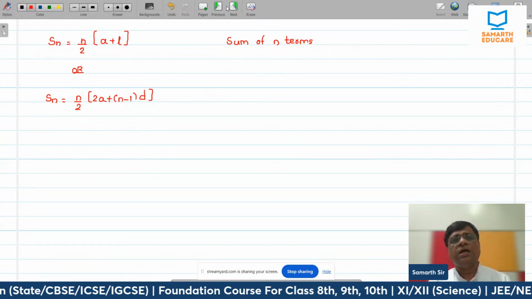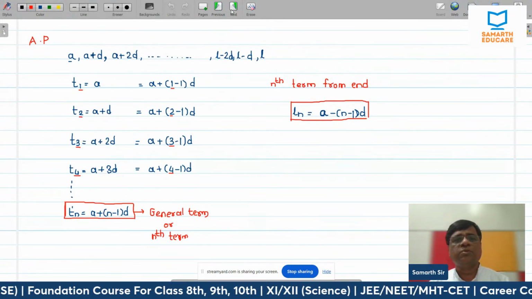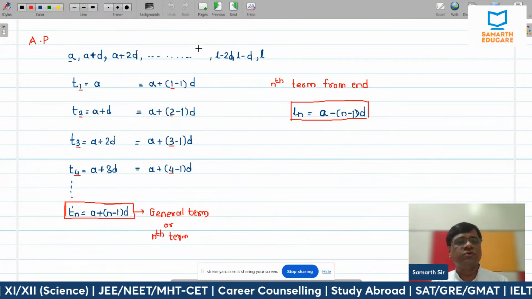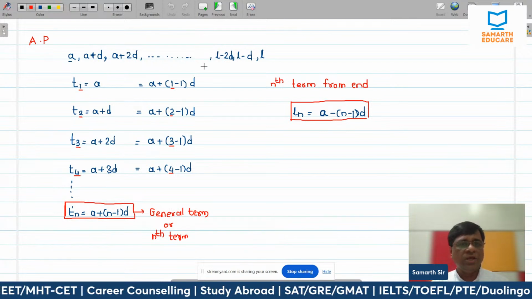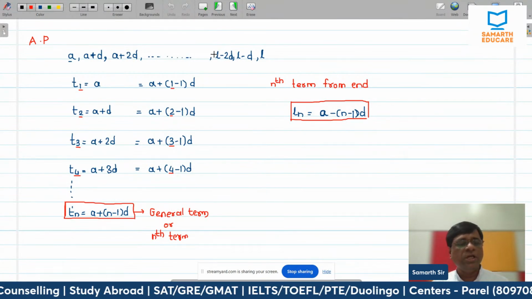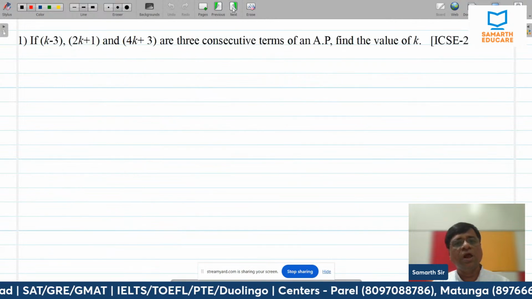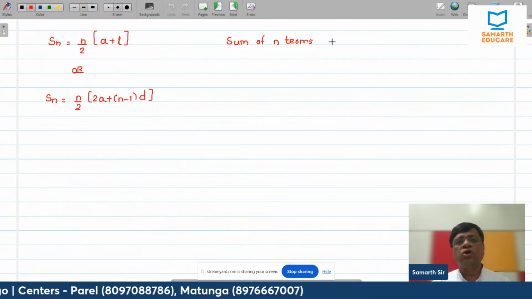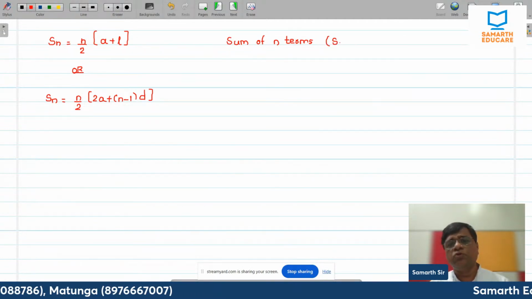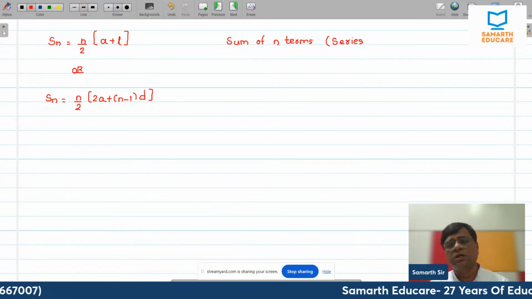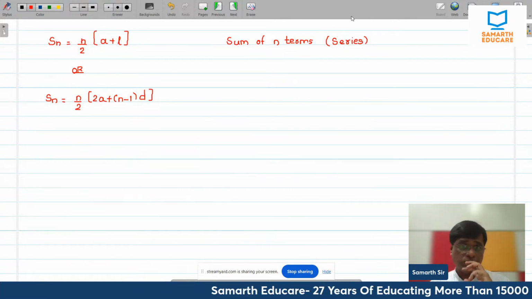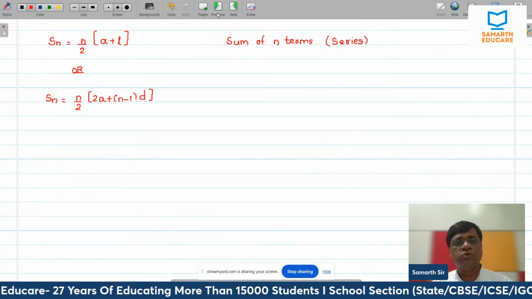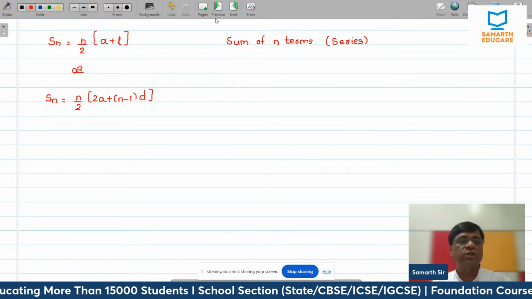Remember that conceptually this is a very small chapter, and it contains only these concepts. First, what is an AP, then how an AP is written, the nth term of an AP, which is a plus n minus 1 d, and the sum of n terms. The sum of n terms, Sn, is also called a series. When we find the sum, we call the sequence a series. Besides this, we will need some small things, which I will be explaining while solving the problems. So don't worry about that, I will be covering it during the problems.